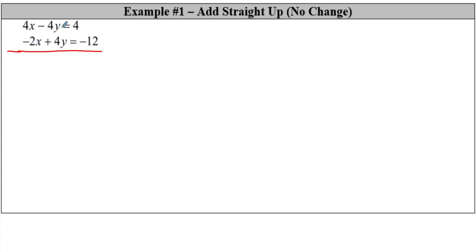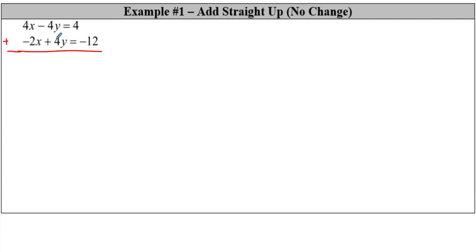So then I look at my y terms. I have a 4 and a 4. That's the same value. I got a -4 and a +4. So I have opposite signs for my coefficients. So now I am good to go. I can actually do the elimination.